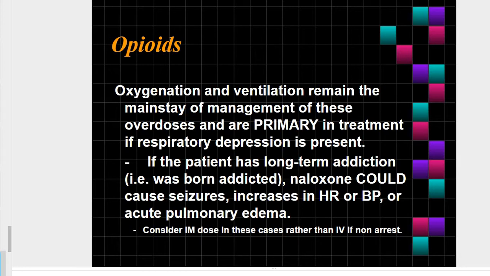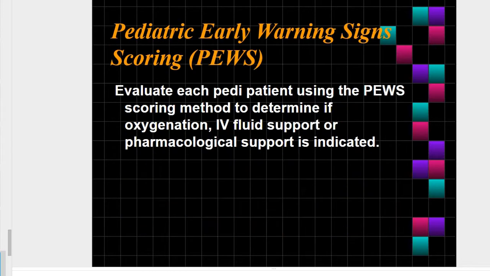But if a long-term addiction is suspected, naloxone could cause seizures, increases in heart rate or blood pressure, and could even cause acute pulmonary edema. That doesn't necessarily mean not use it. It may mean you need to use it at lower doses or consider an IM dose if they're in a non-arrest state.